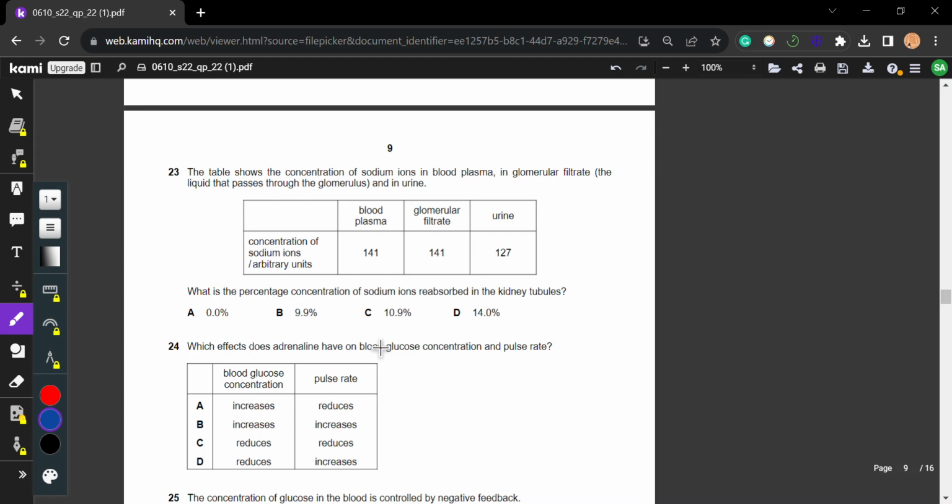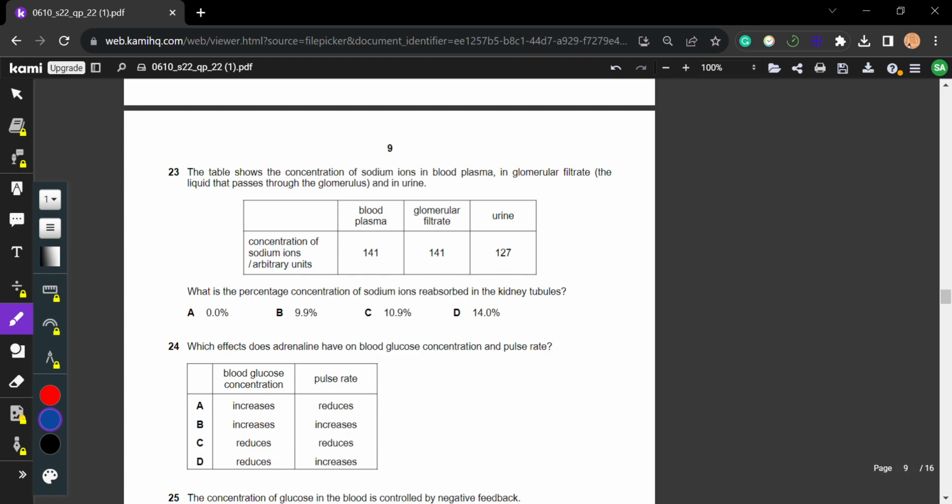Now, question number 23. The table shows the concentration of sodium ions in blood plasma, glomerular filtrate, and in urine. Okay, what is the percentage of sodium ions reabsorbed in the kidney tubules? Okay, that's interesting, right? So, how would you do this question? Now, what you're going to do is you're going to see the glomerular filtrate. That is the filtrate which passes through the Bowman's capsule.